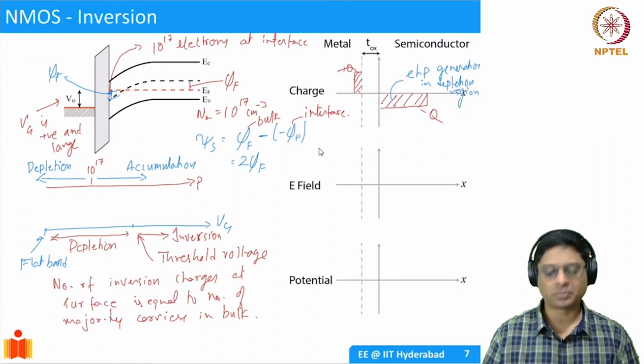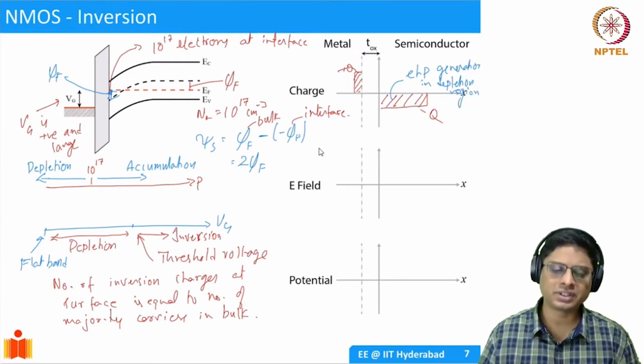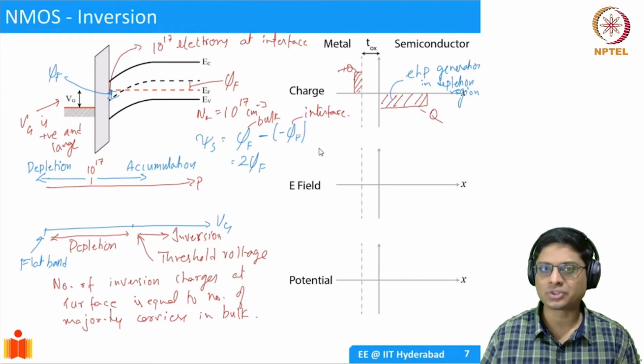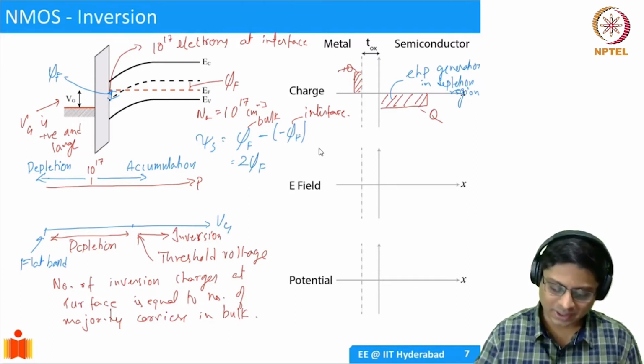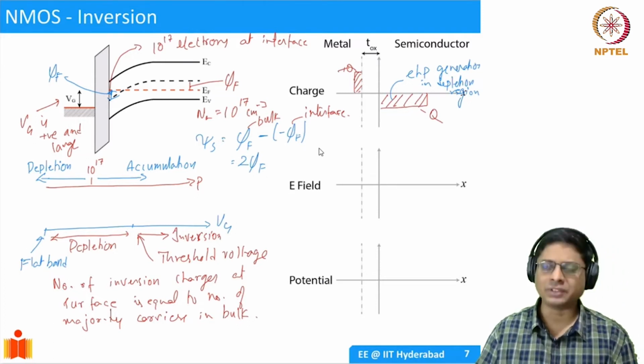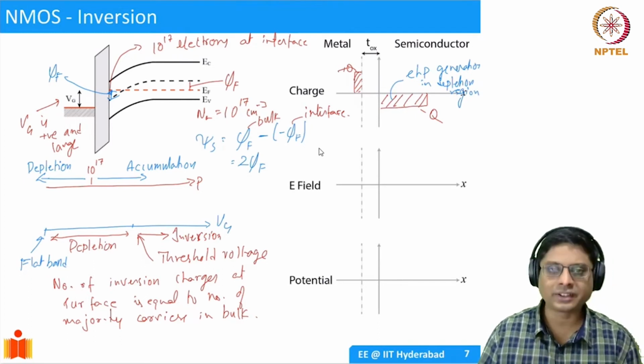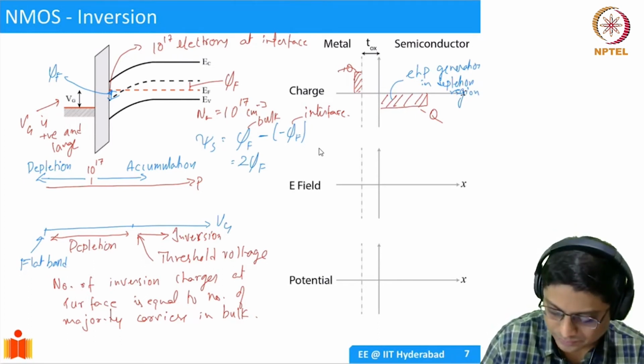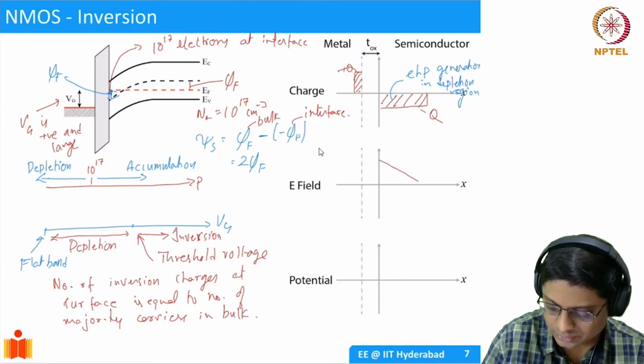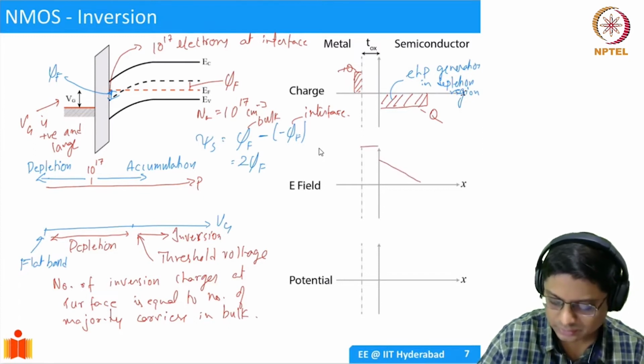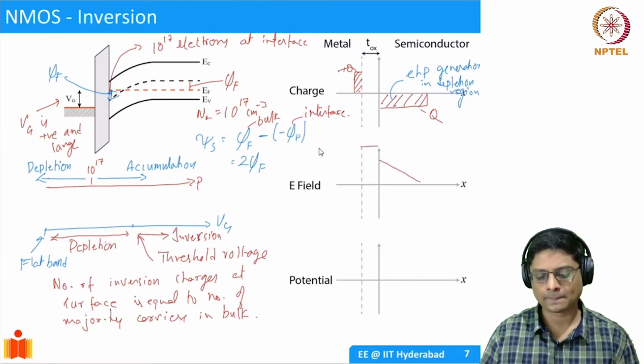This becomes significant after a point, right? If there is EHP generation, where will the charge go? Well, we will again redraw this just before inversion is reached. Let's say, what is the electric field? The electric field is going to be this and this, right? This is just before inversion.